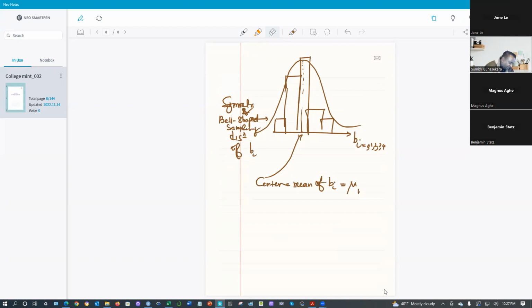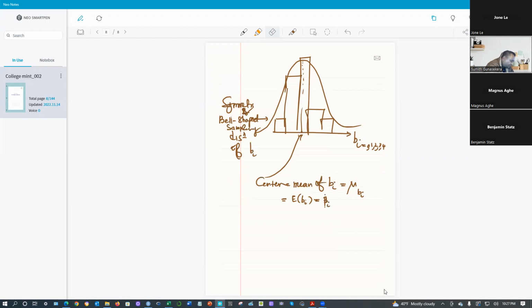Another way I'm going to write this is expectation of Bi. In the long run, what do you get? The expectation of Bi is the same as the parameter to be estimated, beta.